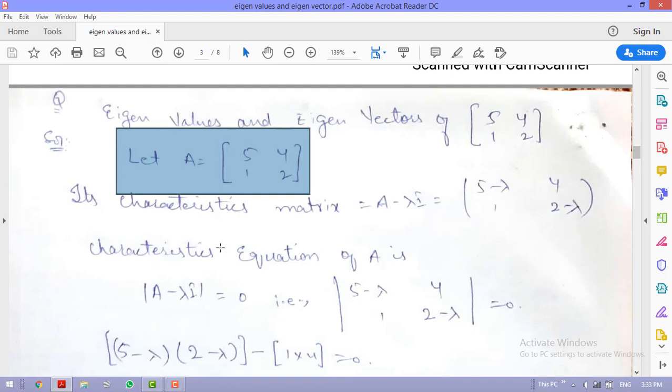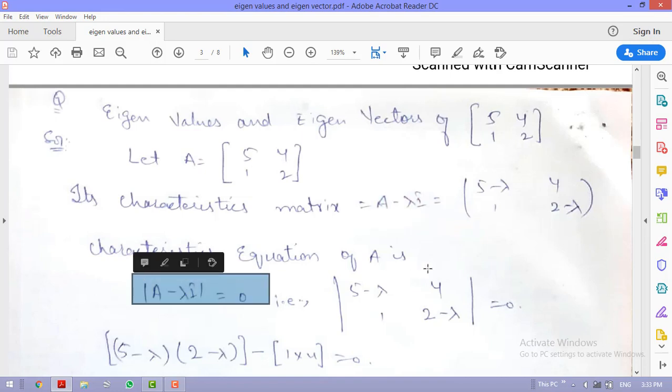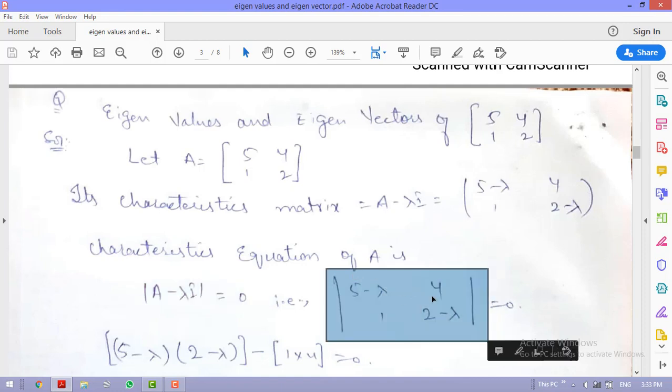Then the characteristic equation of A. Make sure that characteristic matrix and characteristic equation are different terms. In the characteristic equation you are just taking the determinant of the characteristic matrix, which is nothing but a singular matrix, right? Okay, so now let us take the characteristic equation: (5 minus lambda)(2 minus lambda) minus 4 equals 0.